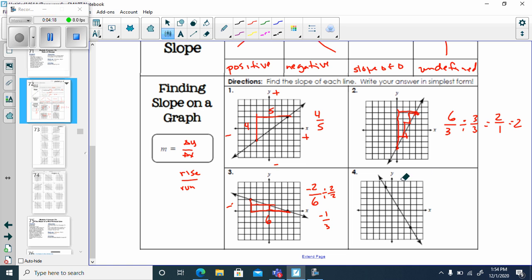Now let's find the slope here. From this point to this point, I'm going down 1, 2, 3, 4, 5, 6, 7. I went down 7. And I went in the positive direction, 1, 2, 3, 4. So down 7 is negative 7, and over 4. I go down 7 and over 4. That's what the slope is on that one.